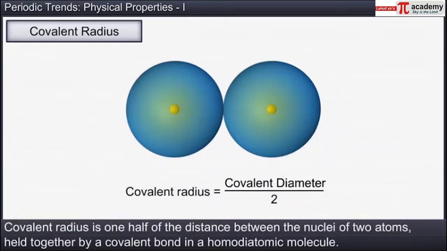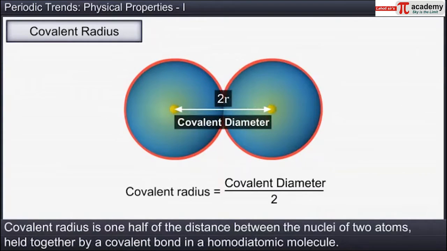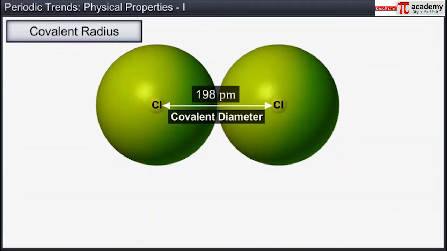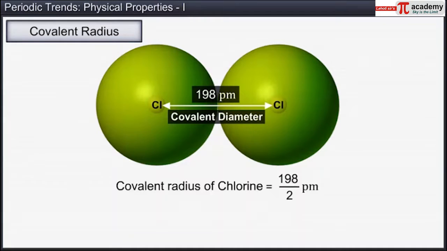Covalent radius is a general term which is used in reference to non-metals. A covalent radius is 1/2 of the distance between the nuclei of two atoms, held together by a covalent bond in a homodiatomic molecule. For example, the internuclear distance between the chlorine atoms in the chlorine molecule is 198 picometers. Therefore, the radius of a chlorine atom is the half of this distance, which is 99 picometers.